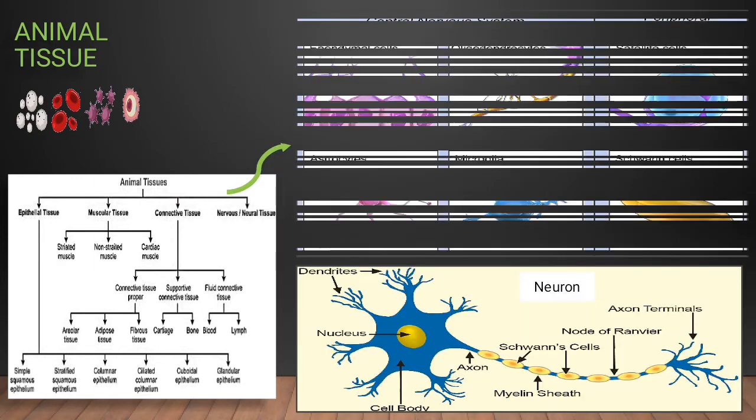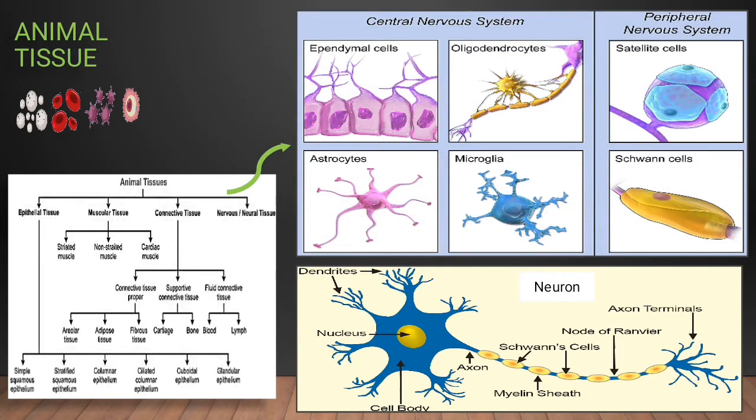Then next we have nervous tissue. Nervous tissue makes up the peripheral and the central nervous system. It develops from the ectoderm of the embryo. It possesses the ability to initiate and transmit the nerve impulse. Its main components include the neurons, neuroglia, and neurosecretory cells.